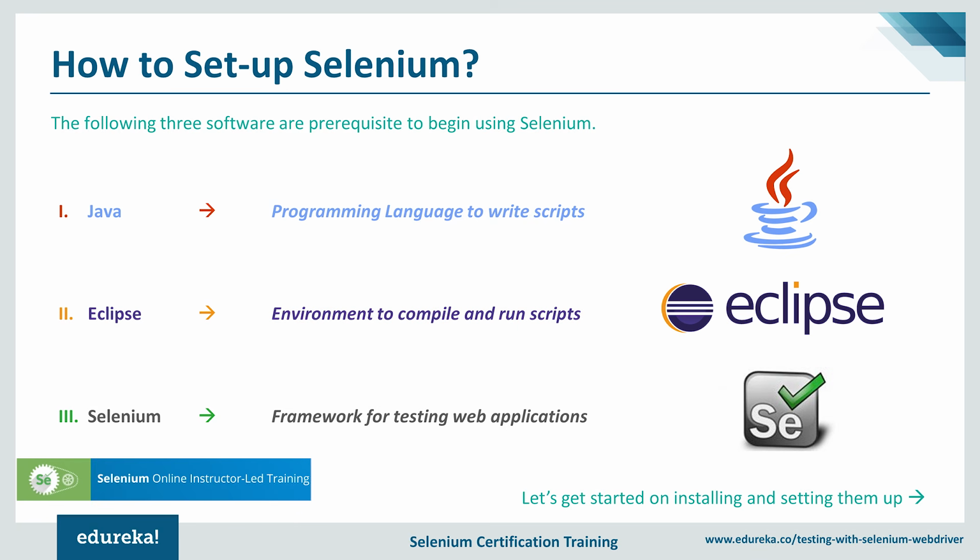So first, we'll be needing a way to write our test scripts in, which will be provided by our programming language, which in our case will be Java. Then we'll need an environment where those programming codes make sense and can be executed, which will be provided by our IDE, that is Eclipse. And finally, we'll be needing a framework, which is essentially a set of tools which will allow us to access the proper resources to automate and test the web applications. And that is provided by Selenium. So let's get started on installing and setting these up.